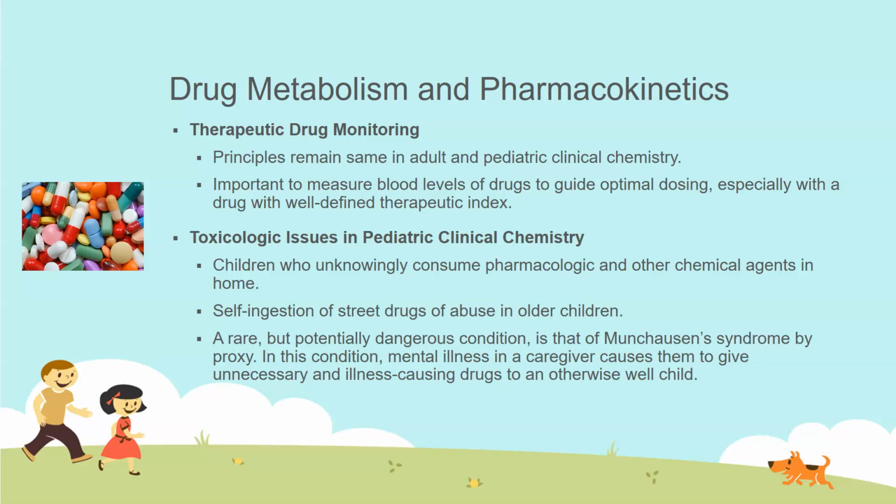And then a rare but potentially dangerous condition for children is Munchausen syndrome, especially Munchausen by proxy. Because Munchausen is self-harm, Munchausen by proxy is harm of others. In this condition, the mental illness of a caregiver, like a mother or father, causes them to give unnecessary and illness-causing drugs to an otherwise well child. It's usually portrayed in women, so I'm not sure if men get it, but anyway, with Munchausen by proxy, they're harming their child for the attention it gets.